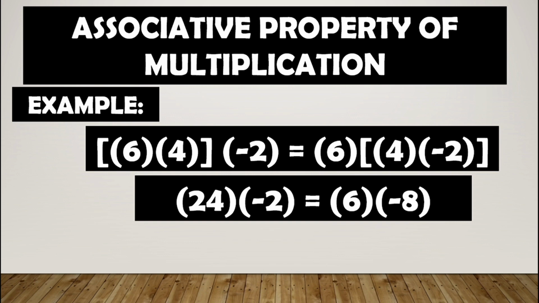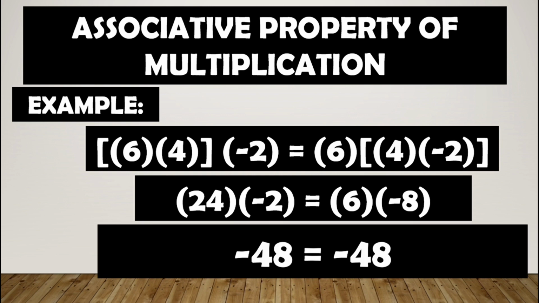Copy negative 2, equals 6 times the product of 4 and negative 2, that is negative 8. Let us simplify. 24 times negative 2 is negative 48, and that is equal to the product of 6 and negative 8, which is also negative 48.